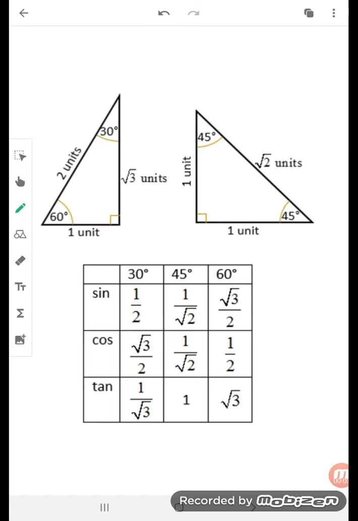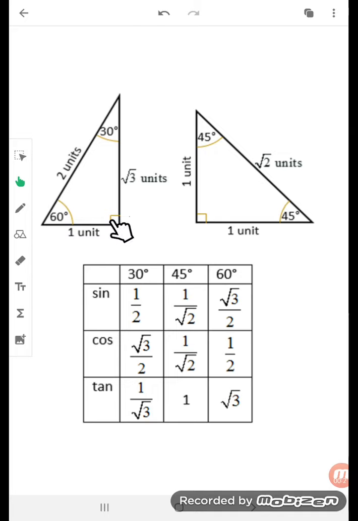Today, the second lesson in trigonometry. Our lesson today, trigonometric ratios of some angles or special angles. These angles are 30, 45, and 60.